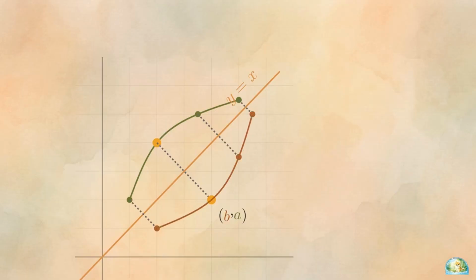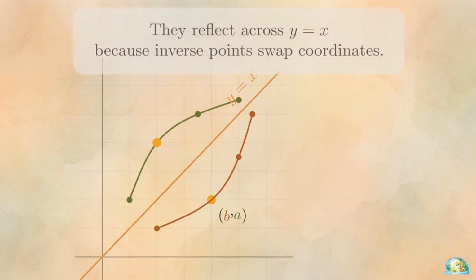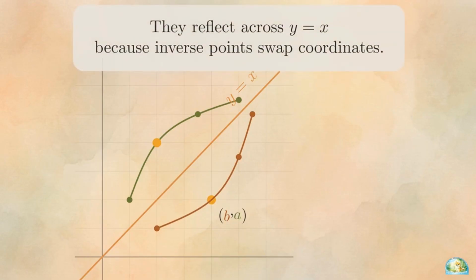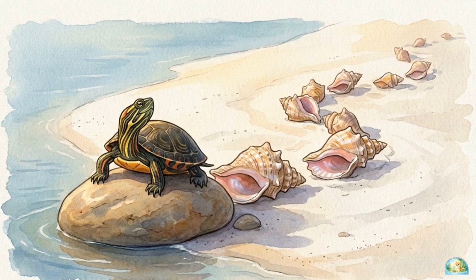To its new position at BA, the geometry folds directly across that center diagonal. The inverse graph is a mirror image of the original. They reflect across y equals x because inverse points swap coordinates. Reversing the pairs gives us the inverse relation.